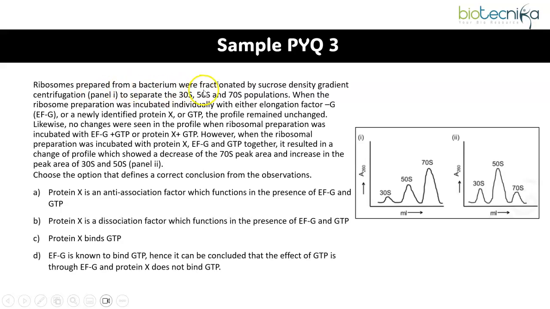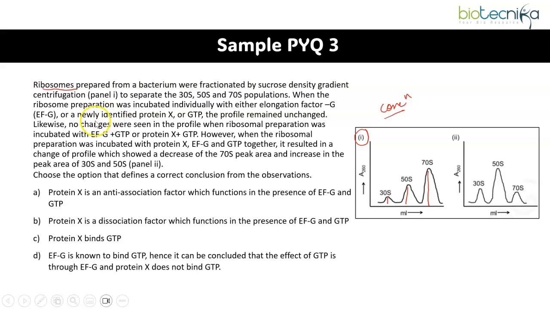Ribosomes prepared from a bacterium were fractionated by sucrose density gradient centrifugation to separate 30S, 50S and 70S populations. So this is panel 1, the one where we have isolated ribosomes from the bacterial cell and then separated the different components. This peak is for 30S, the smaller ribosomal subunit, this peak for the larger ribosomal subunit, and this is for the holo ribosome, which is a combination of 30S and 50S. So what are these peaks here representing? They are representing the concentration.